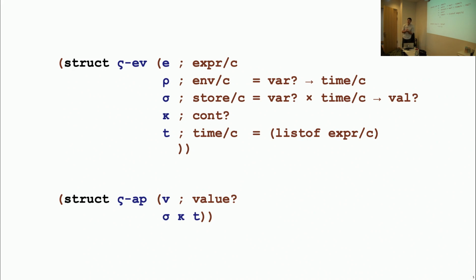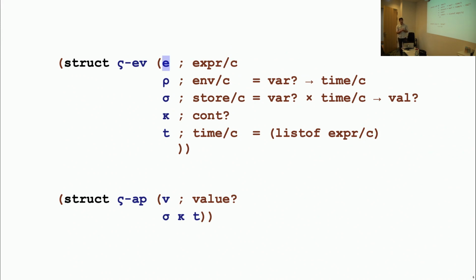So what we're going to do is define a machine to execute our programs, and we are going to consider the states that our machine enters as it executes the program. There are two different types of states, an evaluation state and an apply state. The evaluation state has these components.